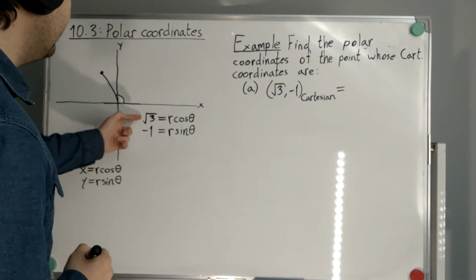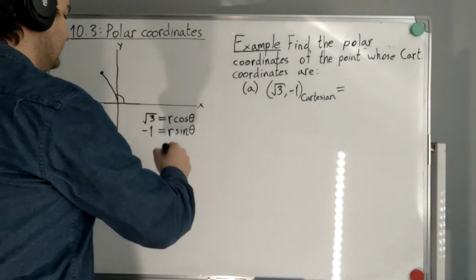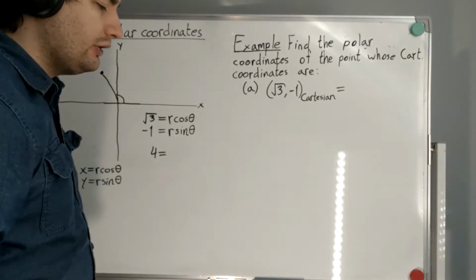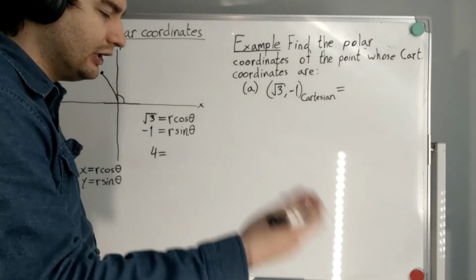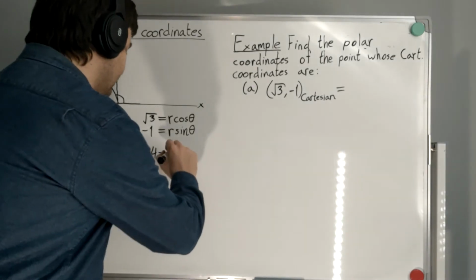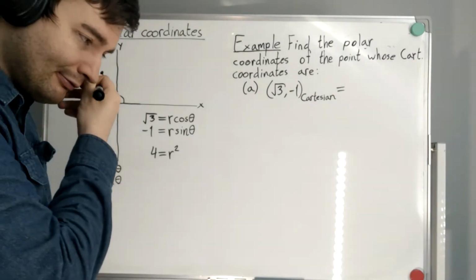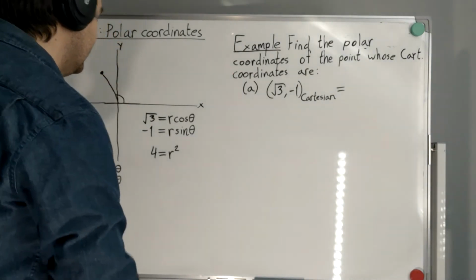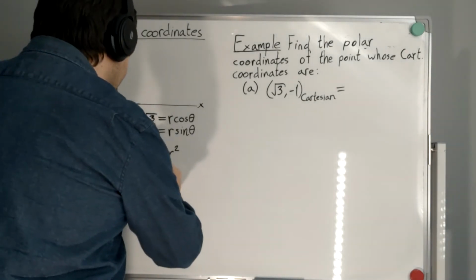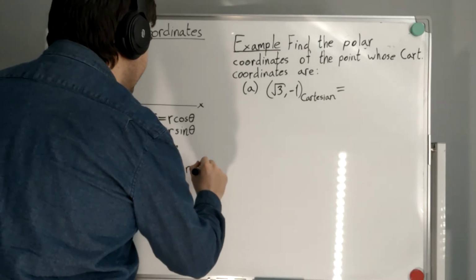So when you square root 3, you get 3. When you square negative 1, you get 1. You add these two up, you get 4 equals r squared cosine squared theta plus r squared sine squared theta, which, as we already discussed, just becomes r squared. So 4 equals r squared. So then, if 4 is r squared, that means that r is either 2 or negative 2.